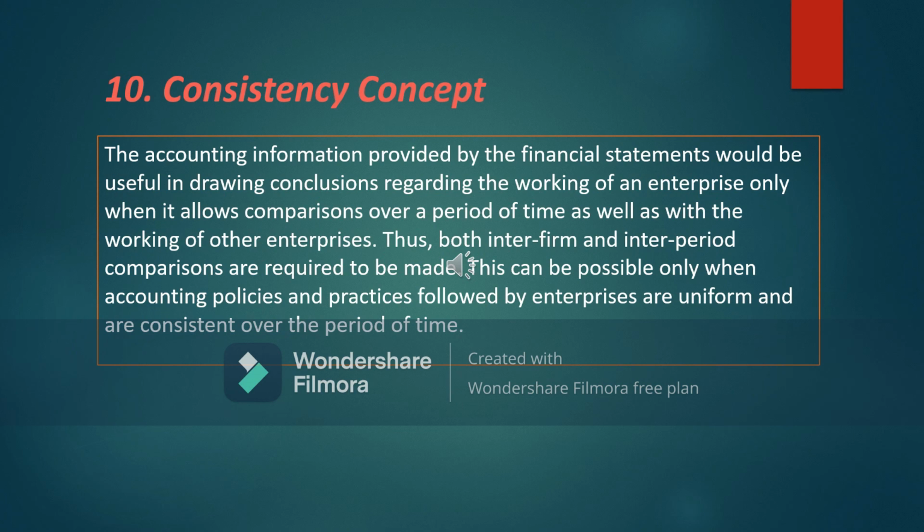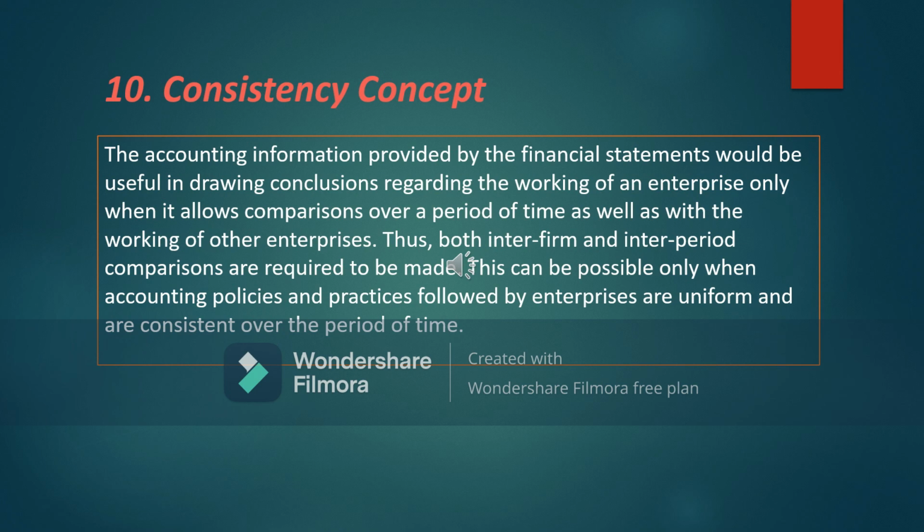Number 10 is the consistency concept. The accounting information provided by the financial statements would be useful in drawing conclusions regarding the working of an enterprise only when it allows comparison over a period of time as well as with the working of other enterprises. So comparison should be done. On that basis, this concept works. Thus, both interfirm and interperiod comparison are required to be made. So within the firm, we should compare it with the previous accounting period.